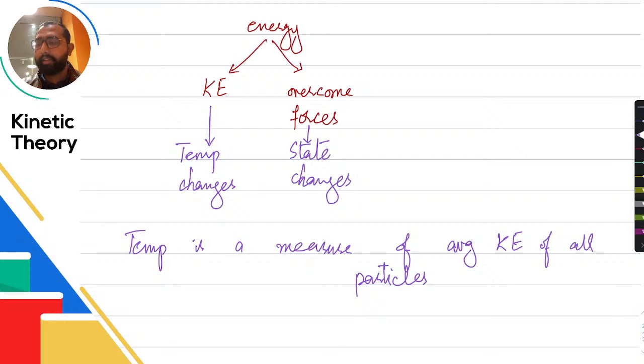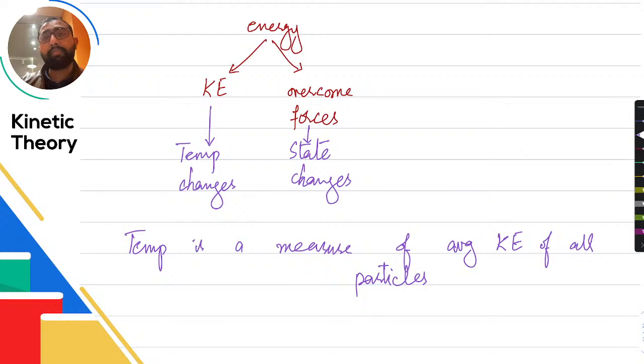So, kinetic theory says that energy can do two things. Either it will raise the temperature of substances, or it will change the state of substances. So either the temperature changes or the state changes. Now what's happening at the particle level? When the temperature changes, energy is converted to kinetic energy. And when it overcomes the forces, that is state change.